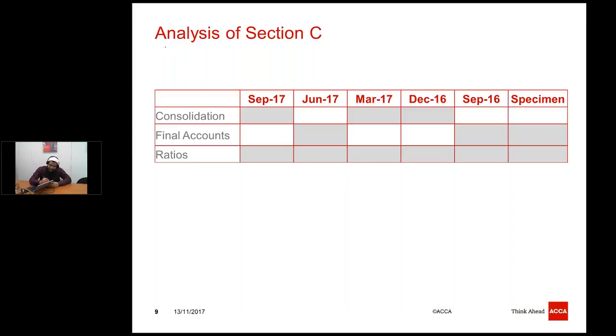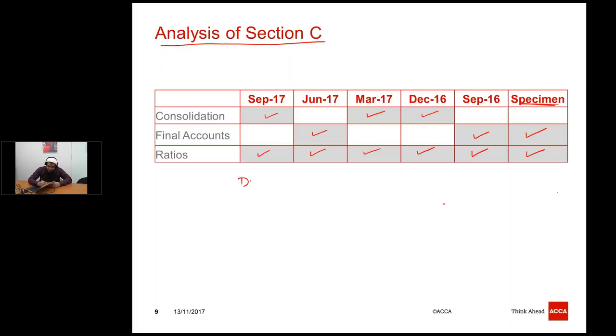Now, this is an analysis of section C. In the specimen exam, the section C question was relating to final accounts and ratios. This is not a past paper. This is a specimen exam. In September 16, again, final accounts and ratios was there. In December 16, consolidation and ratios was there. March 17, consolidation and ratios. June 17, final accounts and ratios. And September 17 was consolidation and ratios.